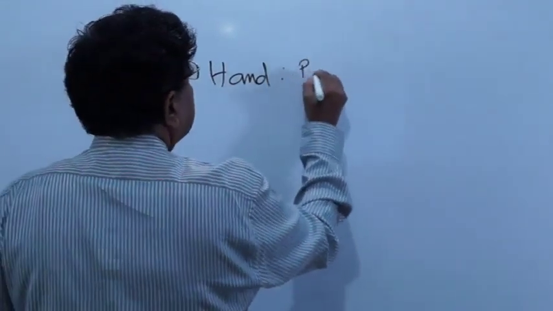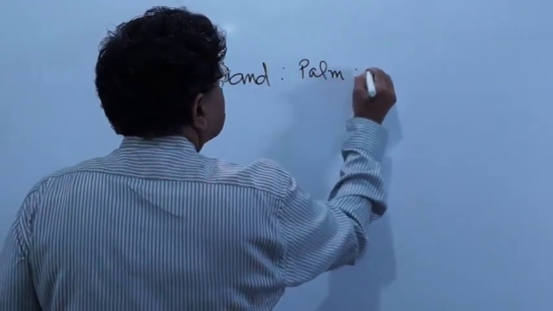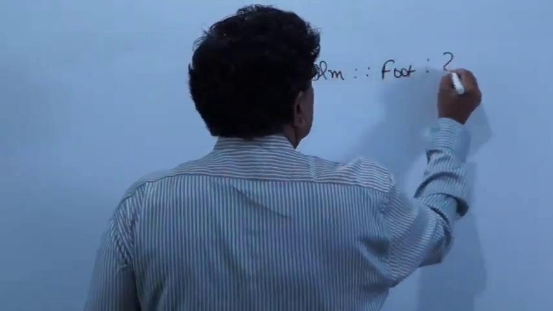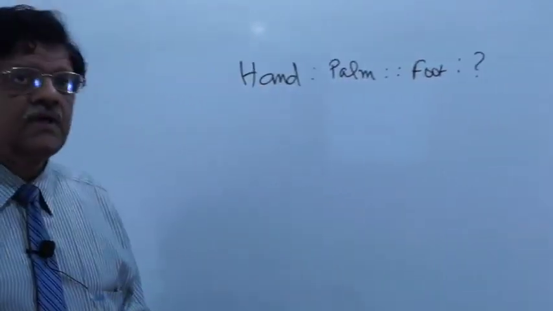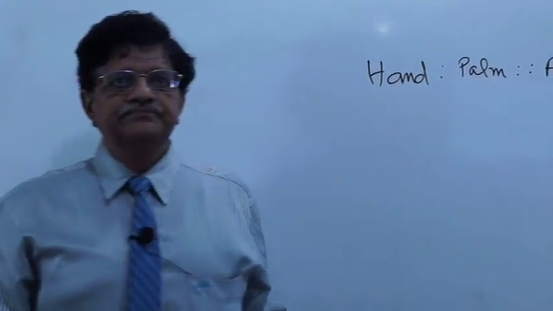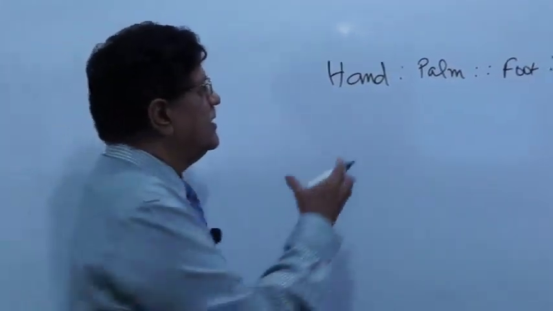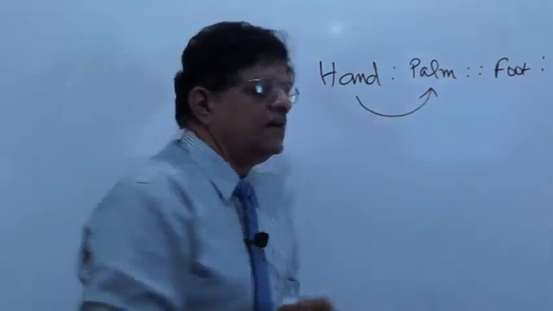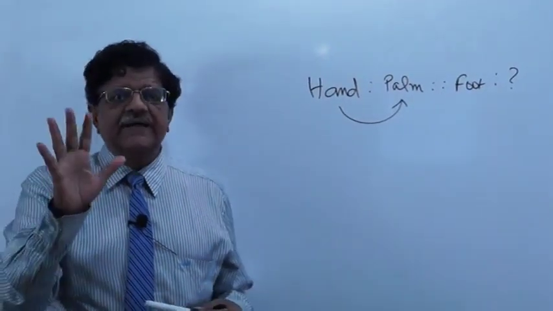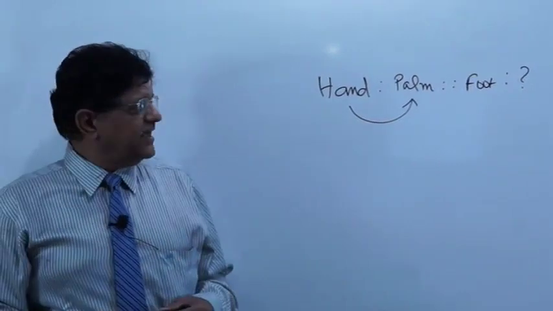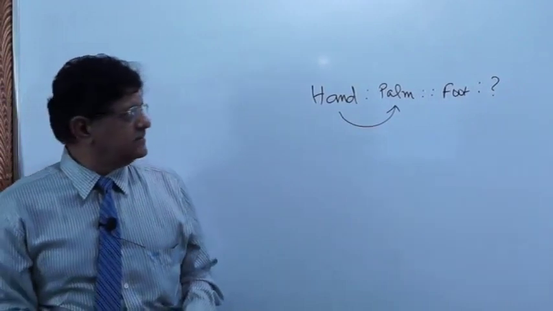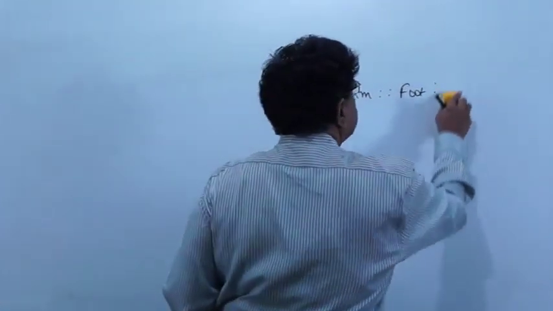Hand is to palm is the same as foot is to what? Now, what is the connection between hand and palm? Palm is the inner surface of the hand. Similarly, what is the inner surface of the foot? All of us know the answer. The answer is toe.